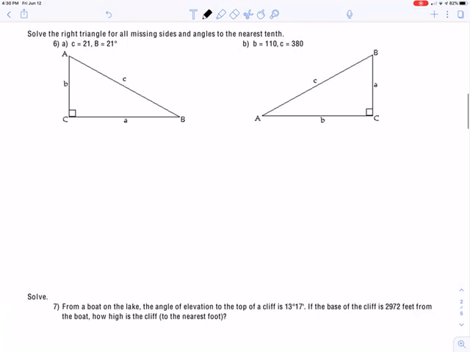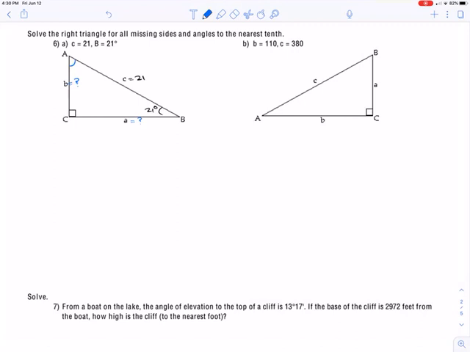Solving right triangles. Moving on here to problem number 6. In 6a, they give us side C, which is 21 units in length. They give us angle B, which is a 21 degree measure. And it wants us to solve it. So what we're trying to do is find the unknowns. We want to find angle A, we want to find side A, and we want to find side B. That's what we've got to do to solve that triangle.